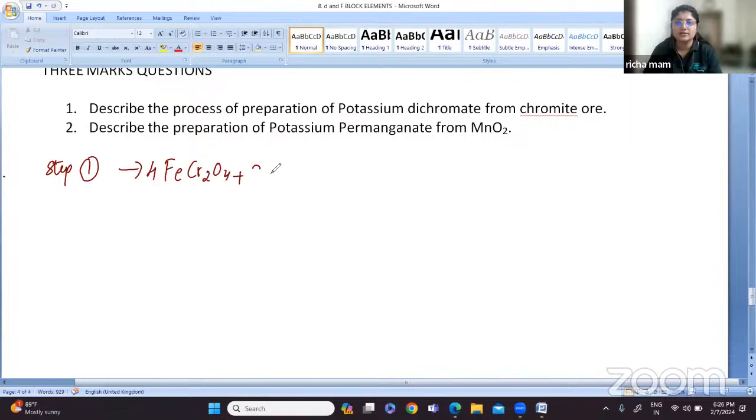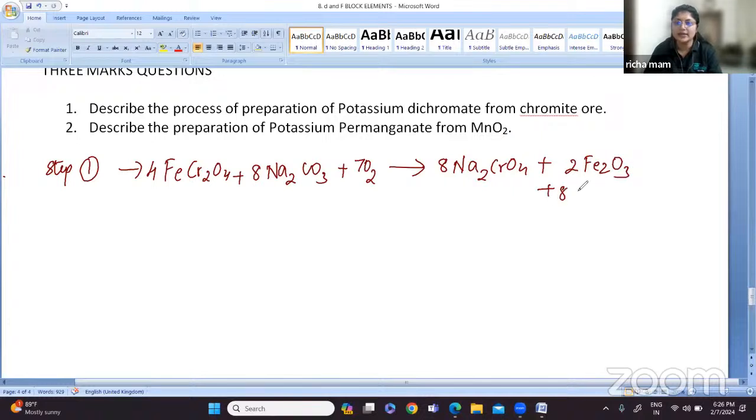4FeCr2O4 plus, when you heat it with sodium carbonate Na2CO3 in the presence of oxygen, you get sodium chromate, that is Na2CrO4, plus 2Fe2O3 plus 8 carbon dioxide. Now, this was the first step of the 3 steps, for 3 marks.